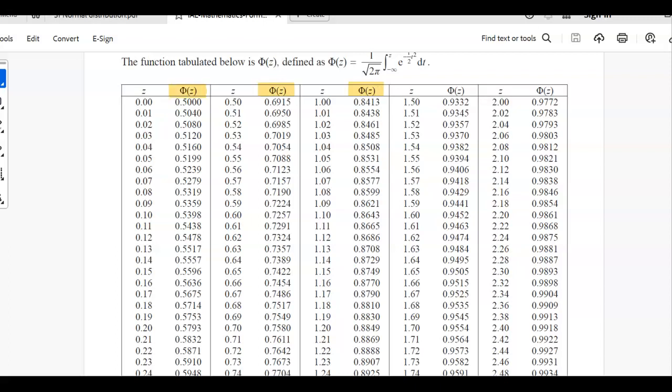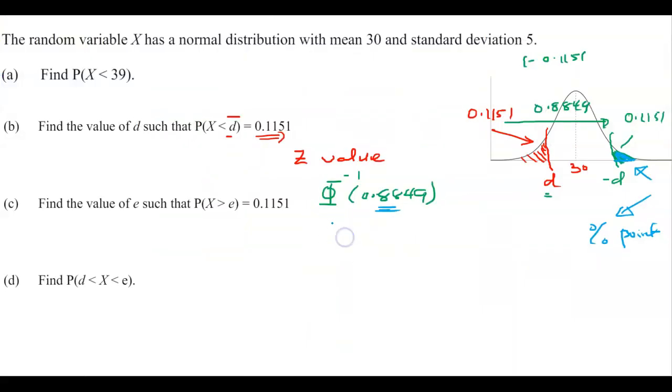These are the probabilities. To find the probability of 0.8849, let's see what the z value is. The column I'm looking at has 0.88. Lucky enough, we have our value exactly over here, 0.8849. That means the z value that gives you that probability is 1.2. That is the inverse normal, or the inverse z value. So from the table, our z value is 1.2. That means this value D will have a z value of 1.2 when you standardize it.